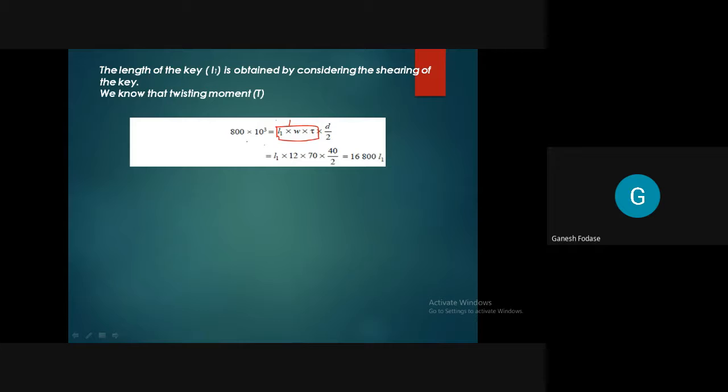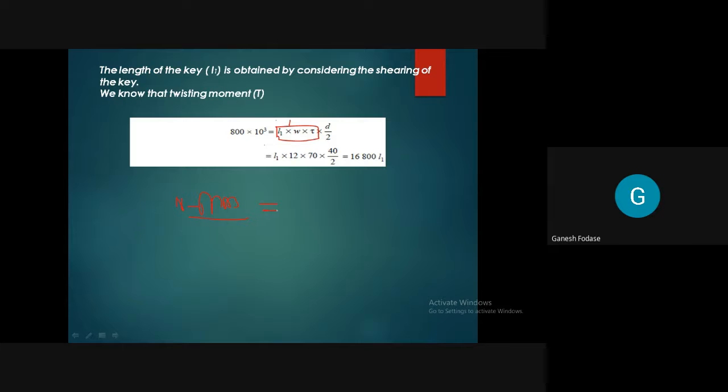Let's say this one is your applied torque. How much is the applied torque? Moment is torque, so the unit will be Newton mm, right? 800 into 10⁻³. So this is your applied torque, here in Newton mm, and it is equal to the resisting torque.